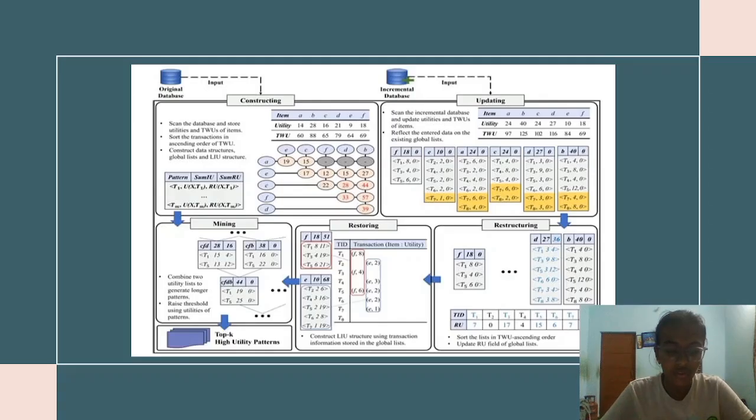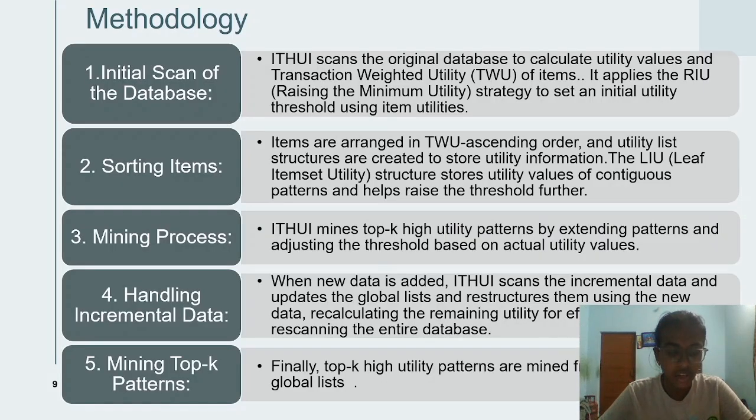This is an overview of the overall process. Now I shall be explaining the methodology of the algorithm. The algorithm scans the original database to calculate utility values and transaction weighted utility of items. It applies the raising the minimum utility strategy to set an initial utility threshold using item utilities.